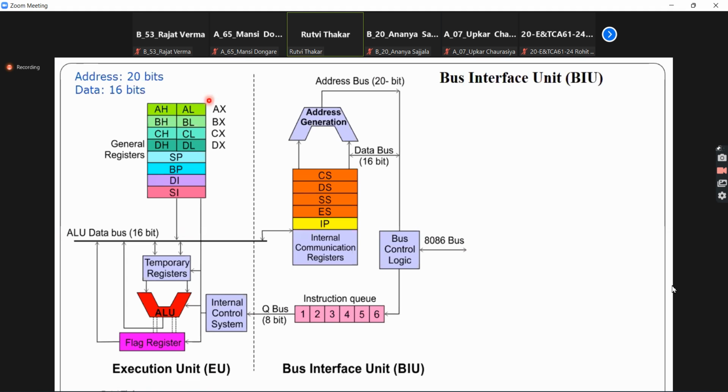Next, the other register is called BX. BX stands for base register. We'll see this in detail. Again, they are divided into BH and BL. CX is used as the counter register. Counter means whenever you want to count something, we'll be using the counter register. Next is D, which is used as the data register.